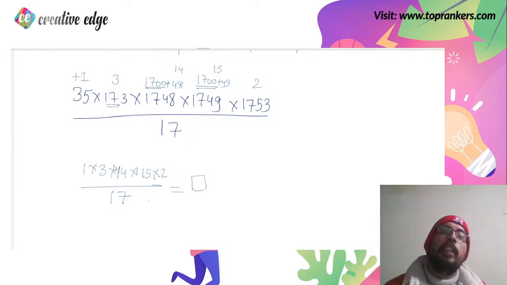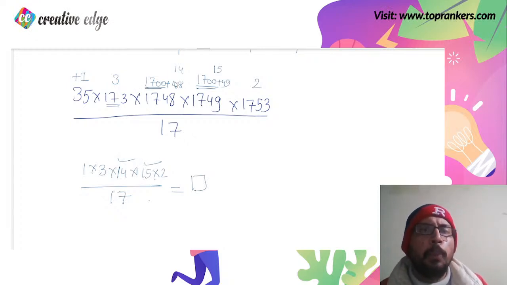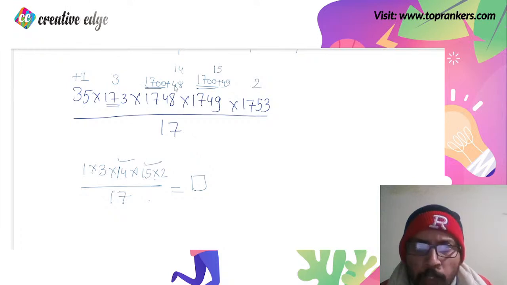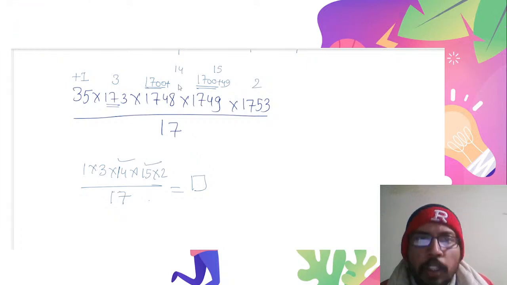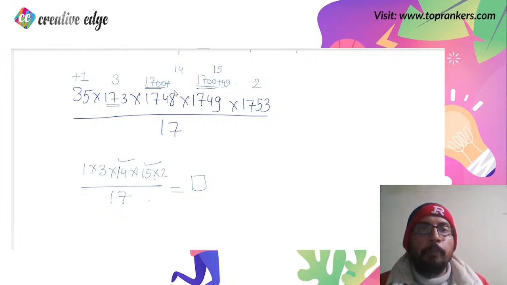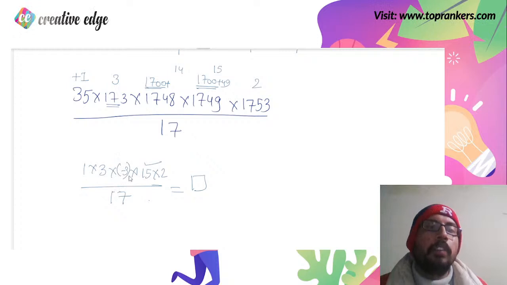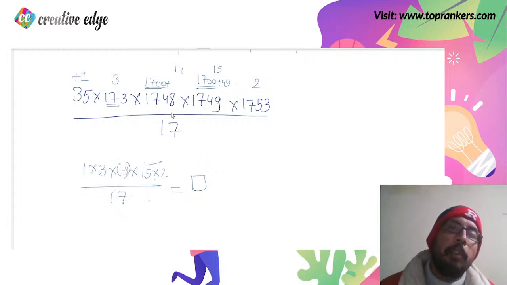But I find that this 14 into 15 is a bit lengthier to calculate. Then what will I do? Instead of writing 17 2s are 34, I am going one step ahead. 17 3s are 51, but this 48 is 3 lesser. So instead of writing 14, I will be writing minus 3 here. I deliberately write minus 3 here.